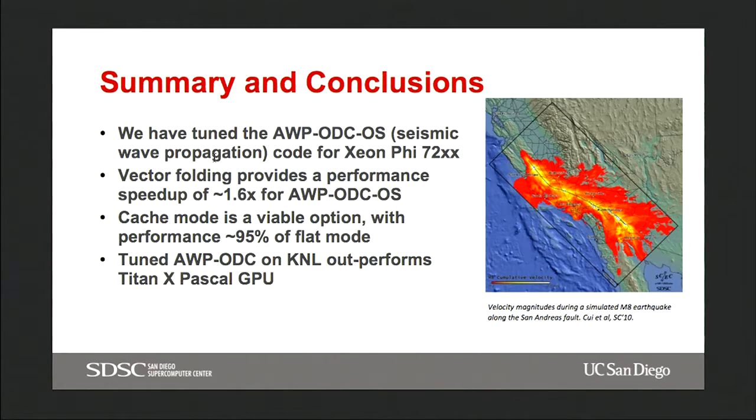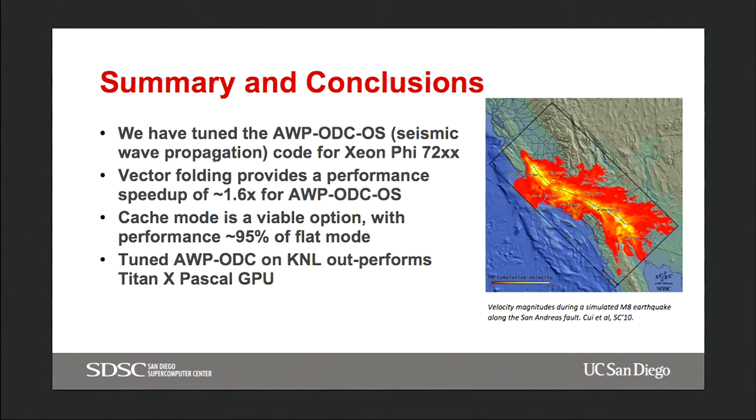Summary and conclusions. So I've talked about this AWP-ODC code, which is a seismic code, and we've tuned it to run on the 72XX. The vector folding has given us a performance speed up of 1.6. And this vector folding technique can be applied really to any stencil code. So if you've got a stencil code, you should look into that.